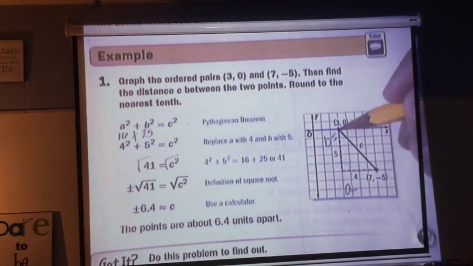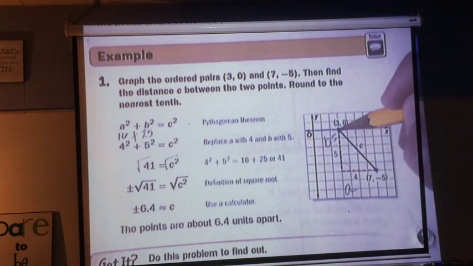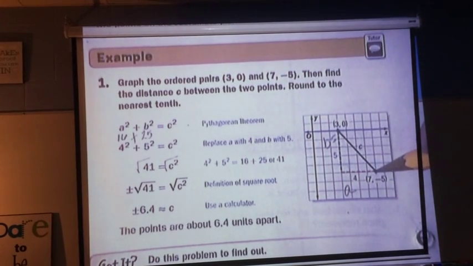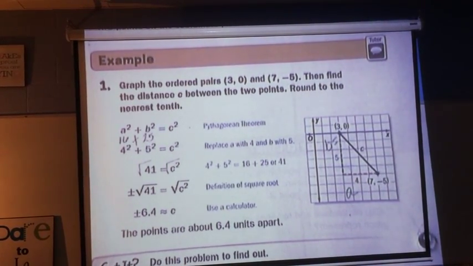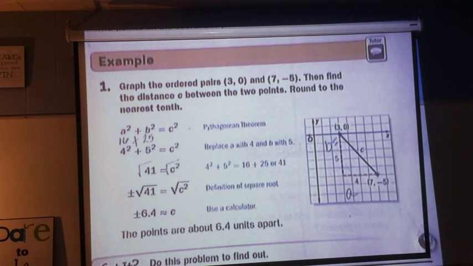So the distance between (3, 0) and (7, -5) is 6.4 approximately. We rounded this value because the directions told us to round to the nearest tenth. Pause the video and try Got It A. Put your answer in your workbook.